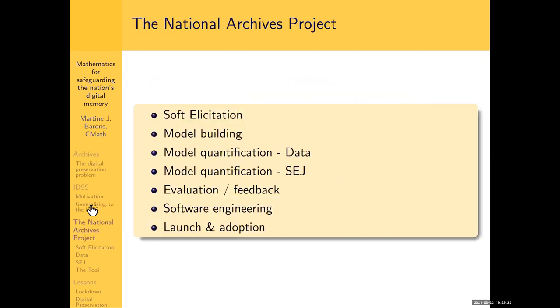So on to the National Archive project. This went through various stages. We did the soft elicitation and then the model building, and then we started quantifying the model with data. Then we found data gaps, and we went into structured expert judgment. Then we evaluated and got feedback. We hired some software engineers, and that turned out to be a very good idea. And then it was launched and adopted.